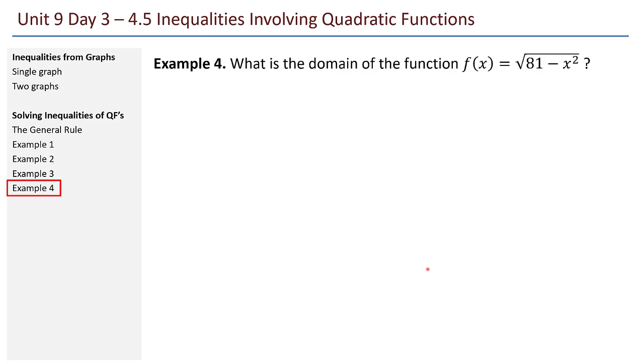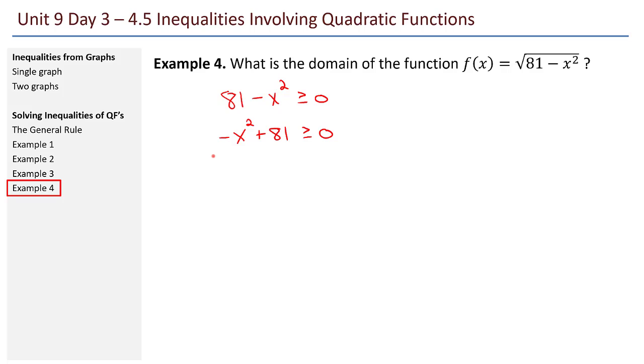Last example. What is the domain of the function f of x equals the square root of 81 minus x squared? For the square root to be valid, the stuff underneath needs to be 0 or positive. So what's required is that 81 minus x squared is greater than or equal to 0. Well, let's try to write this in standard form. If I put the x squared out front, it looks like -x squared plus 81 is greater than or equal to 0. Well, there's a negative.